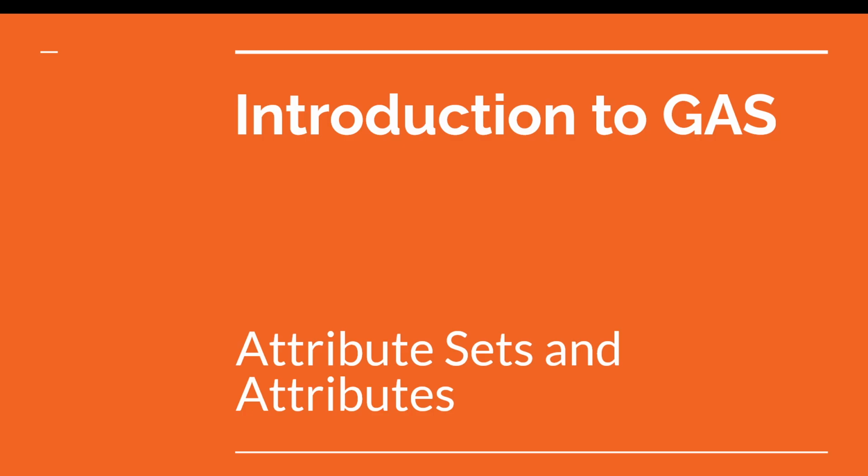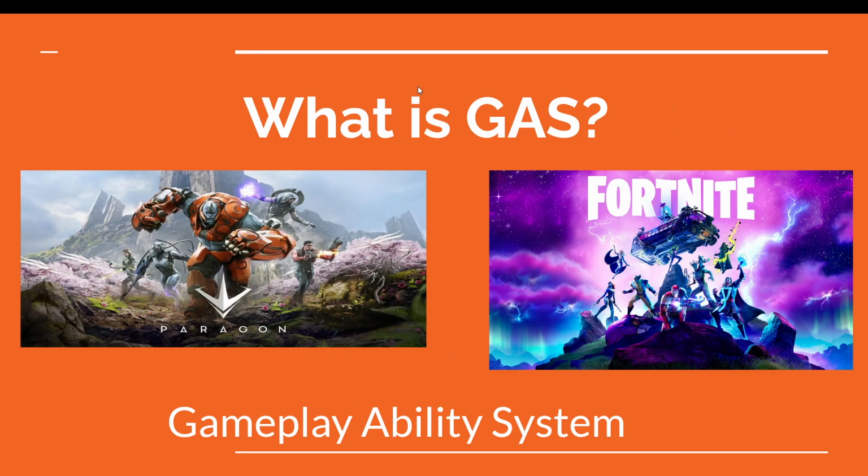So briefly, what is the gameplay ability system? It's made by Unreal. It was developed for Paragon initially, and it's used in Fortnite. It's a system that handles all animations, all abilities.